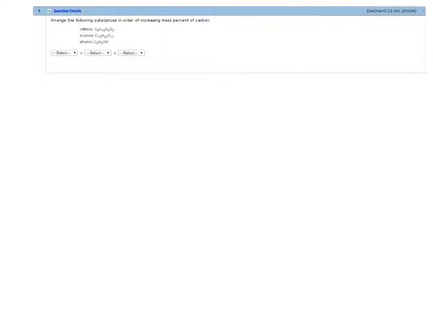In this problem, we're asked to rank each of three substances based on their mass percent of carbon. In order to do that, we have to know something about mass percent. To calculate mass percent of carbon, you would figure out how much of the entire molar mass is due just to carbon.